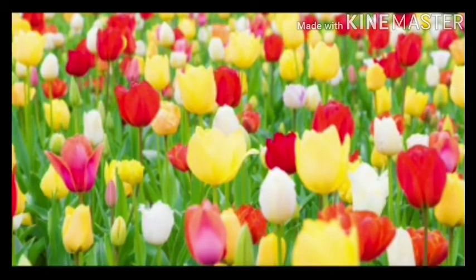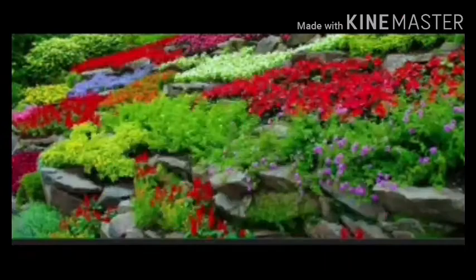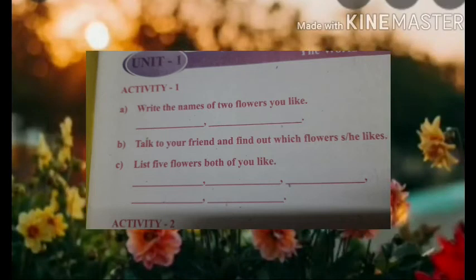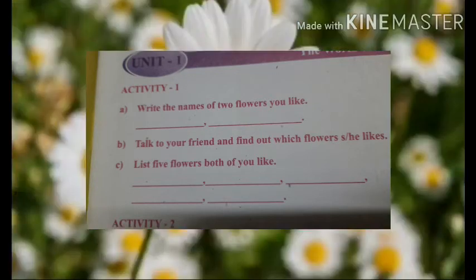Now it starts with activity 1. Activity 1 says, write the name of any 2 flowers that you like, right? So who is you? You yourself. So you're going to write names of any 2 flowers that you like, but just make sure that you're writing the correct spellings.